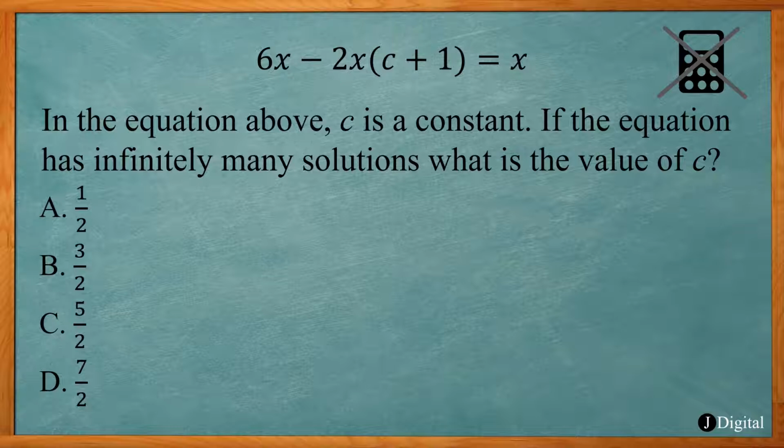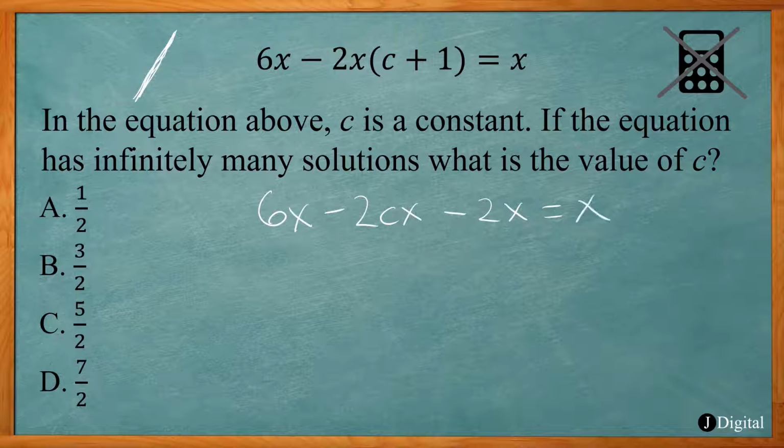Alright, in this example SAT problem it says, in the equation above, c is a constant. If the equation has infinitely many solutions, what is the value of c? So we have an infinite number of solutions. We have two lines, but they're exactly the same, right on top of each other, so they meet at every point of that line. So we multiply this out, and we get 6x minus 2cx minus 2x equals x. To have an infinite number of solutions, we want both sides of the equal sign to be the same thing.